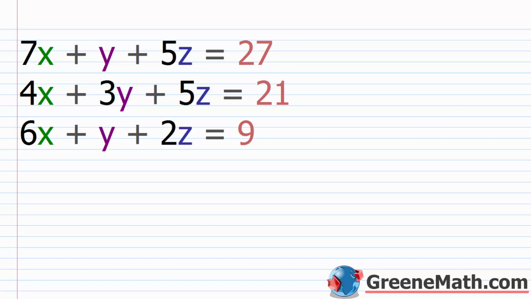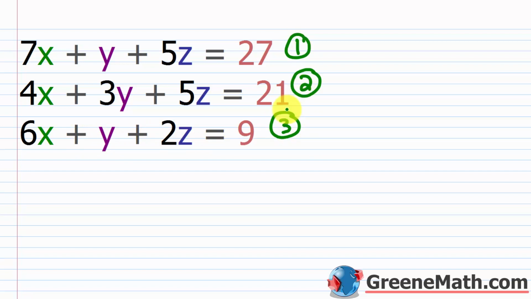To show you this in practice, we have 7x plus y plus 5z equals 27. I'm going to label this as equation 1. Then we have 4x plus 3y plus 5z equals 21. I'm going to label this as equation 2. And then we have 6x plus y plus 2z equals 9. I'm going to label this as equation 3. Okay, these numbers are just for reference sake.